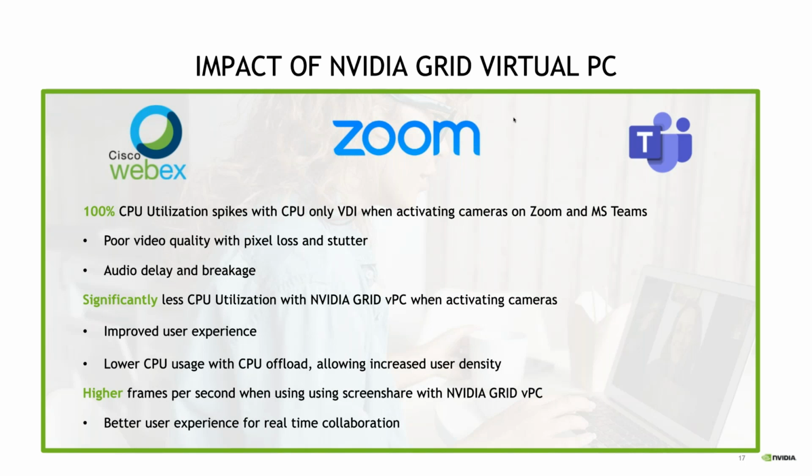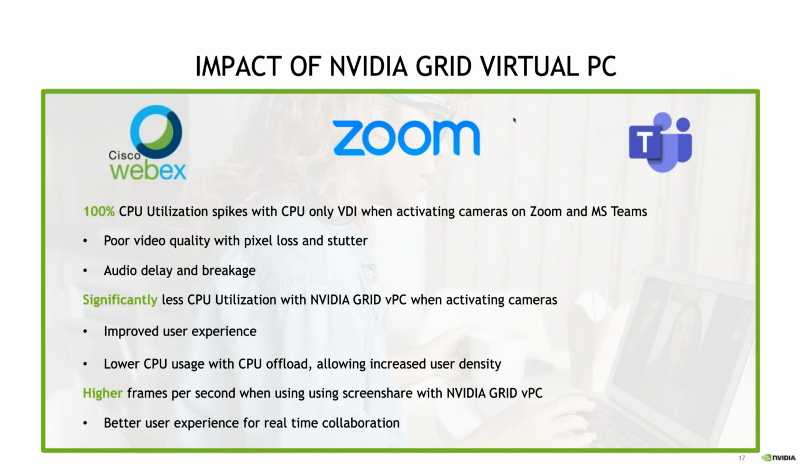Now, if you look at the results, in general, the results were consistent across all the different video conferencing solutions. And what we saw was that there is always a spike of almost 100% on a CPU-only VDI. Especially when we're activating these cameras and when new people are joining the meetings, there is always a great spike that can very significantly impact your video quality and result in pixel loss and stutter.